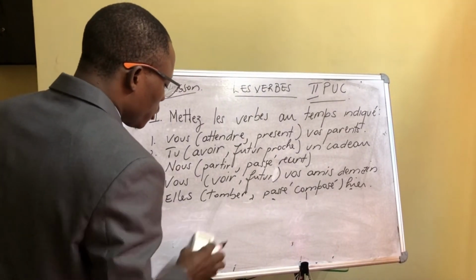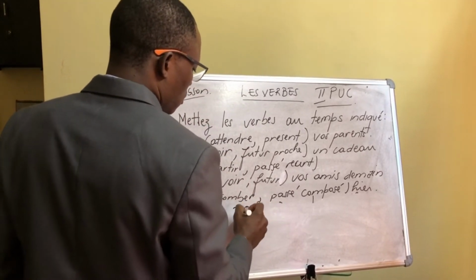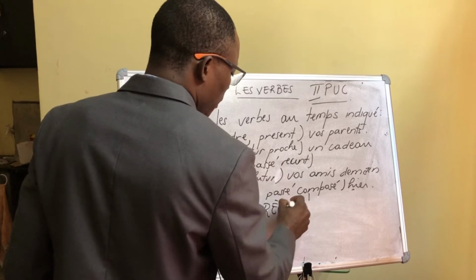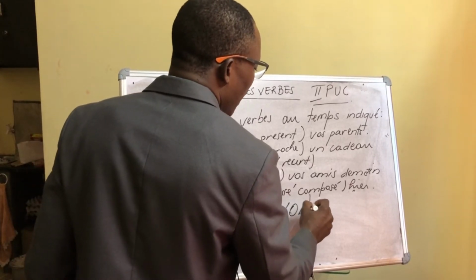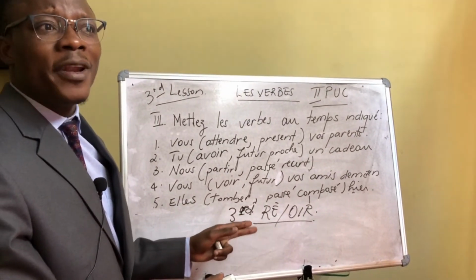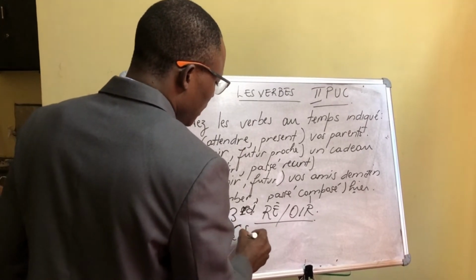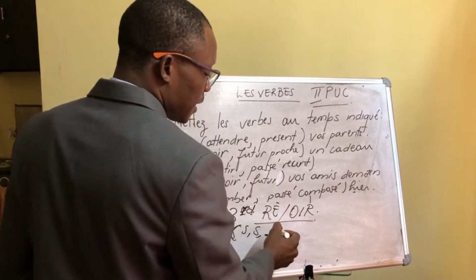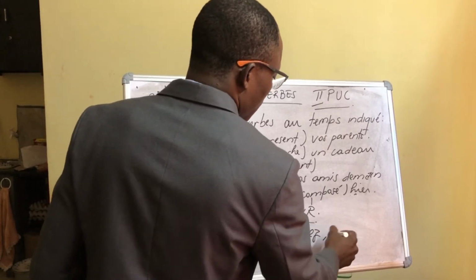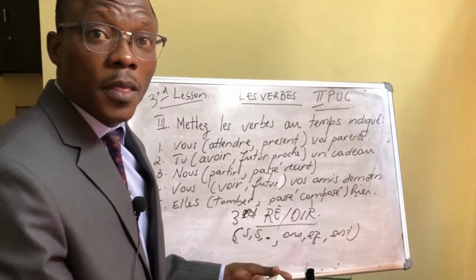Now, for the third group, we will have verbs ending with RE or verbs ending with OIR. Again, as I said, they don't follow the exact rule, but most of them will have S, for T there is nothing to add, then ONS, EZ, then ENT. Most of them. But a few will keep changing everything.